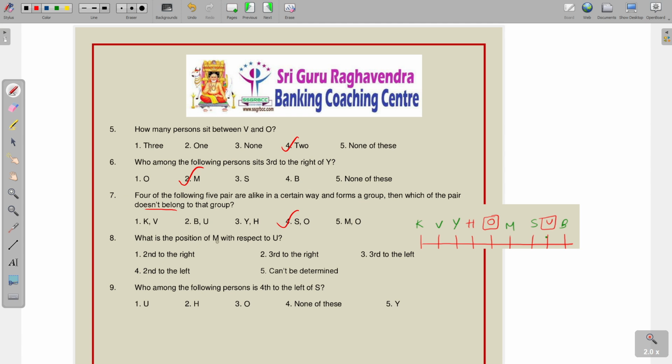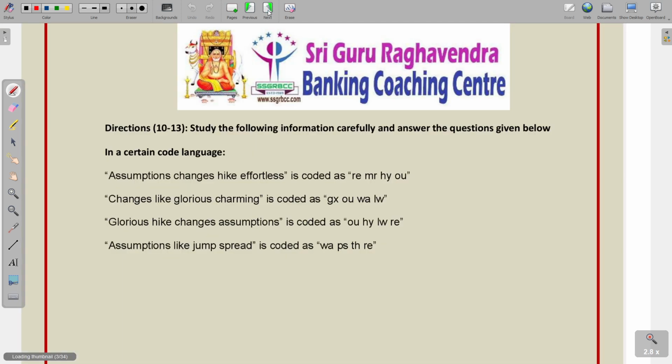What is the position of M with respect to U? So M here, U here. M is second to the left of U. And next, who among the following persons is fourth to the left of S? So we have S here, from S 1, 2, 3 and 4. Y is the fourth to the left of S. So this is the puzzle, and let's move on to the next question.